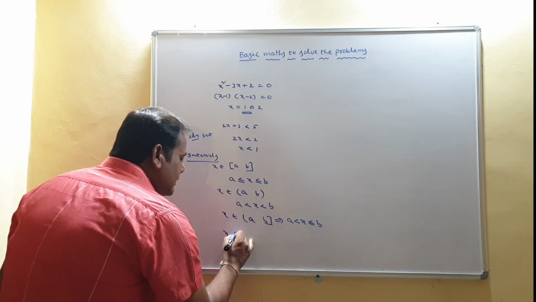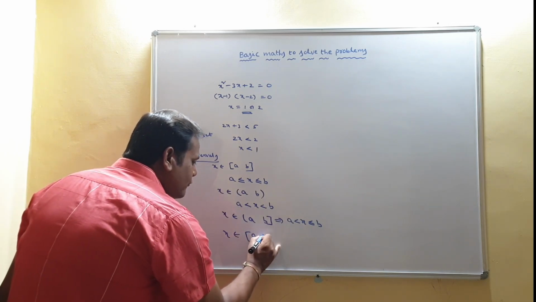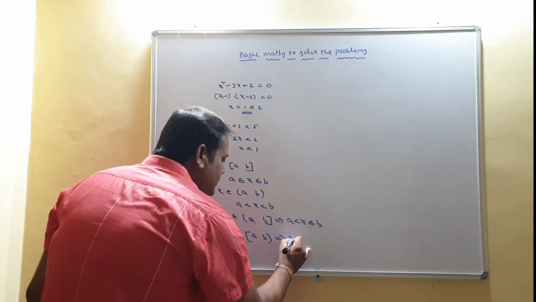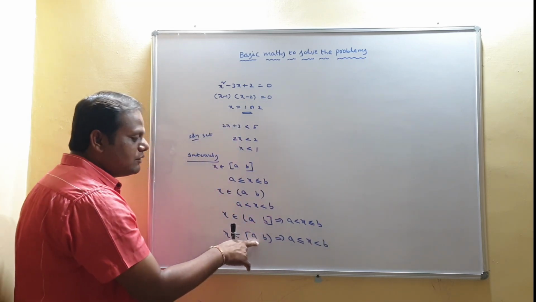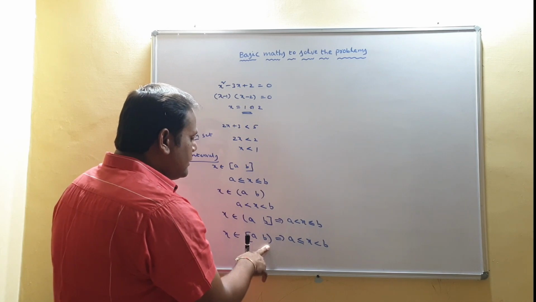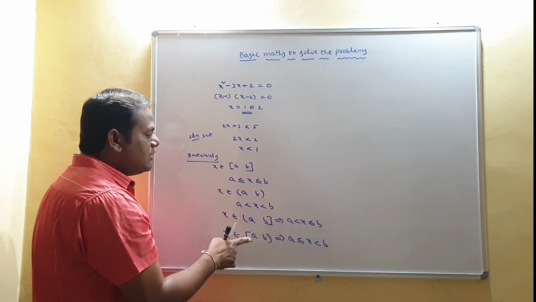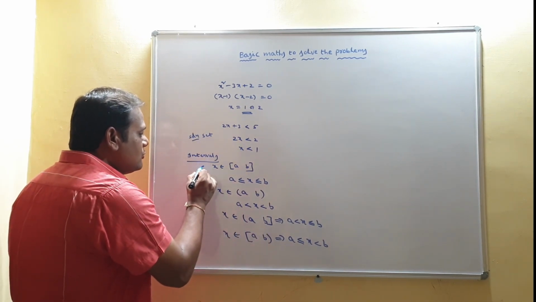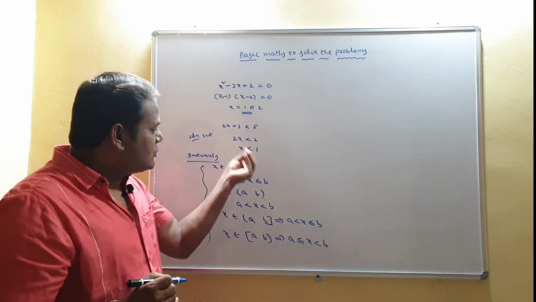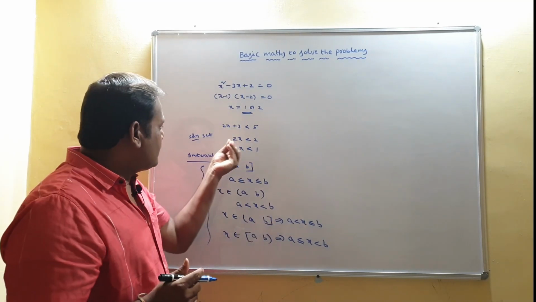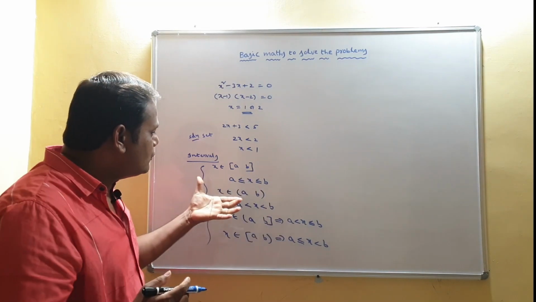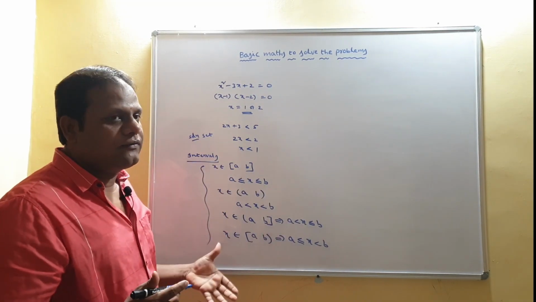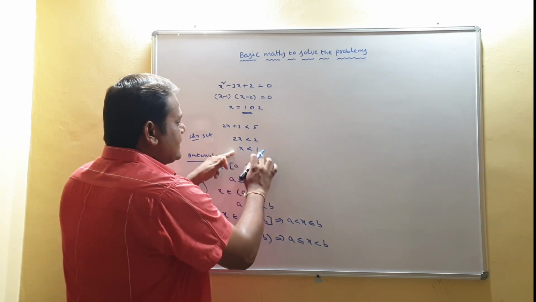Suppose if it is x belongs to closed A, open B, means A less than or equal to x less than B. So here A is included, but we don't take B, and we can take all the values between A and B. So to give solutions for linear inequations, in most of the cases we use the concept of intervals. So here we got x less than 1.